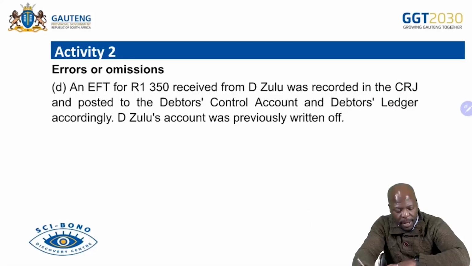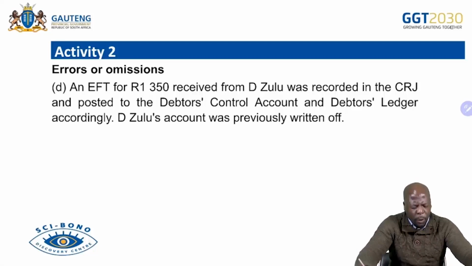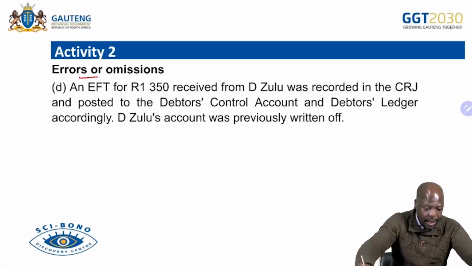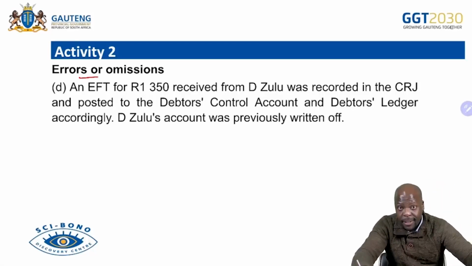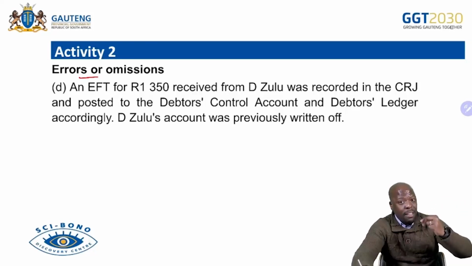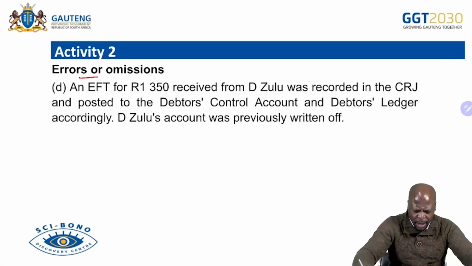Okay, let's go and see how it would appear on adjustment D. And it reads, an EFT. Once I hear the word EFT, I already know what comes to my mind. A debtor has paid. EFT, the debtor has given me money. Once they give me money, I subtract. They have decreased what they owe me. It's a minus. An EFT for 1,350 received from Mr. D Zulu was recorded in the CRJ and posted to the debtor's control account and the debtor's ledger accordingly.